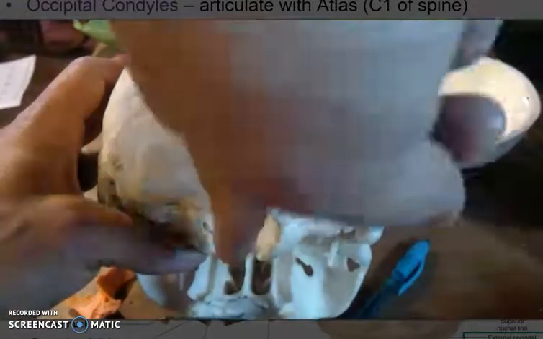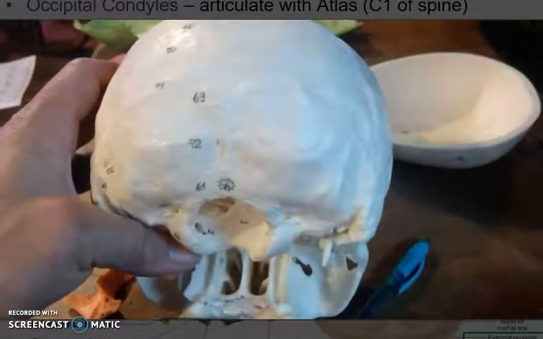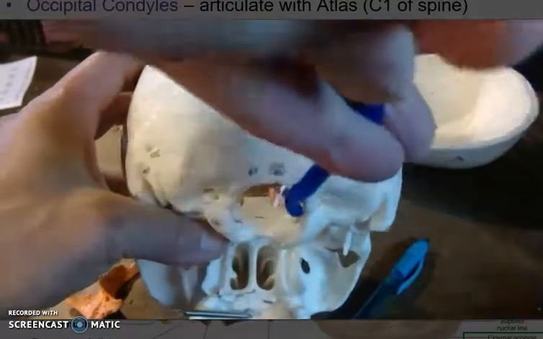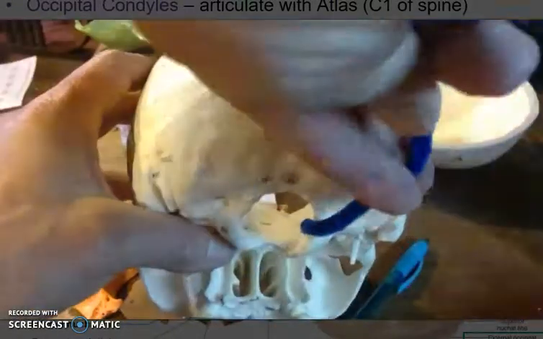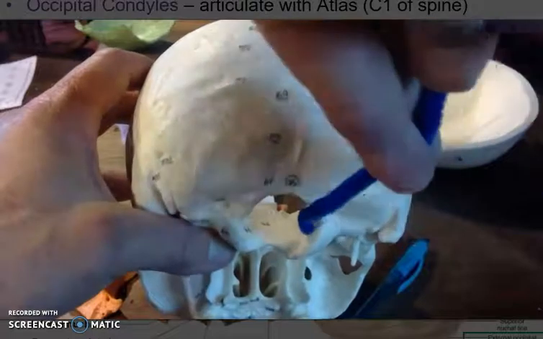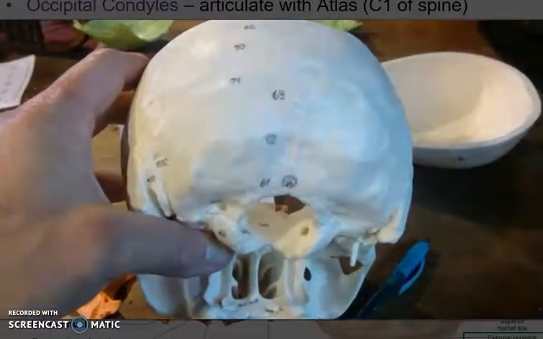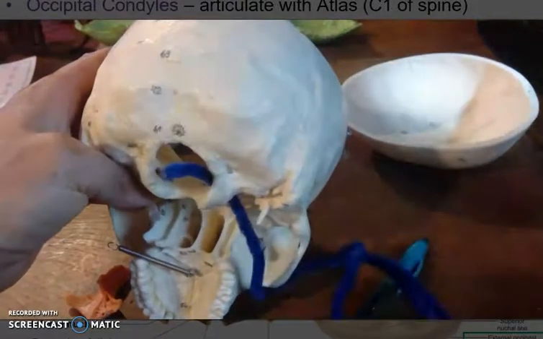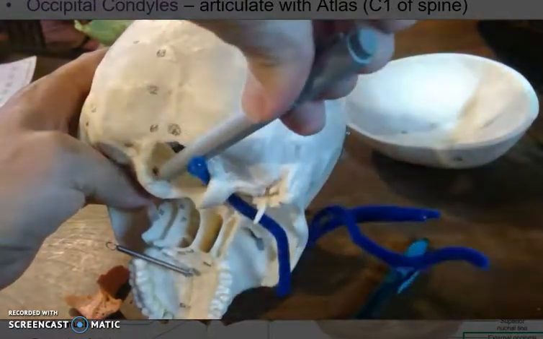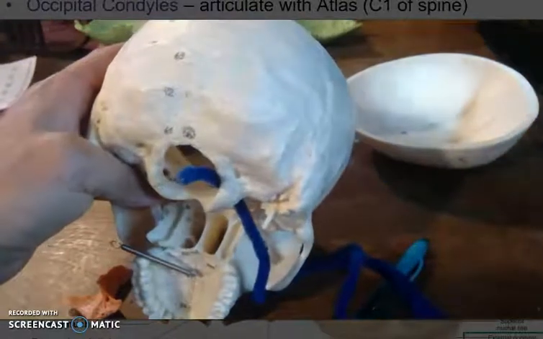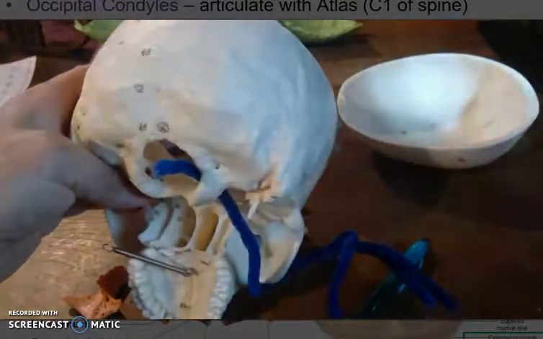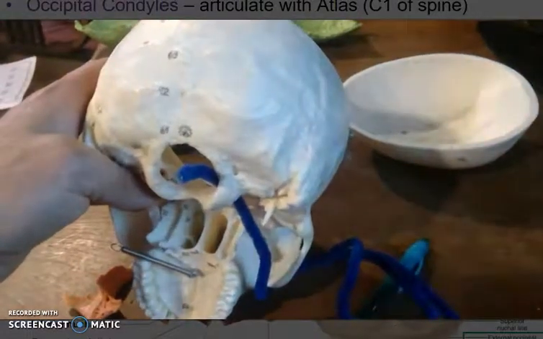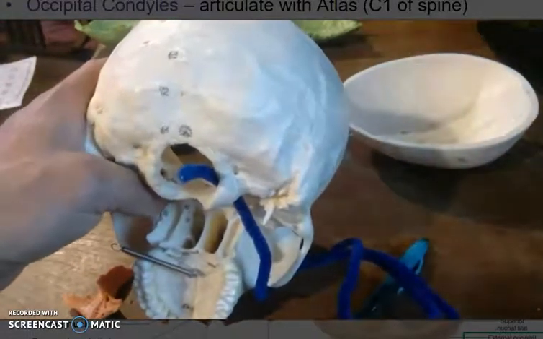And again, we have two beautiful condyles. And I want to point out this hole right there. I'm trying to put the pipe cleaner in it. That hole that you just put the pipe cleaner in is called the hypoglossal canal. So the pipe cleaner is through on one side. You could see it on the other side right there. And the hypoglossal nerve goes through. And do you remember what the difference between a canal and a foramen was? Canal sounds better for some words.